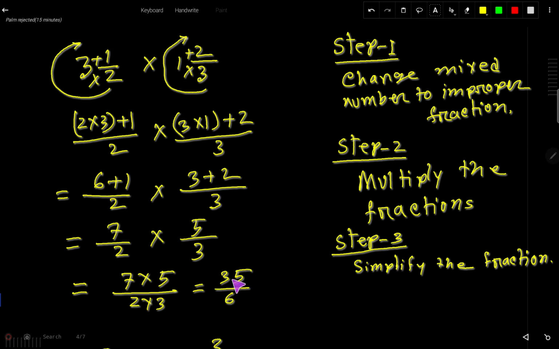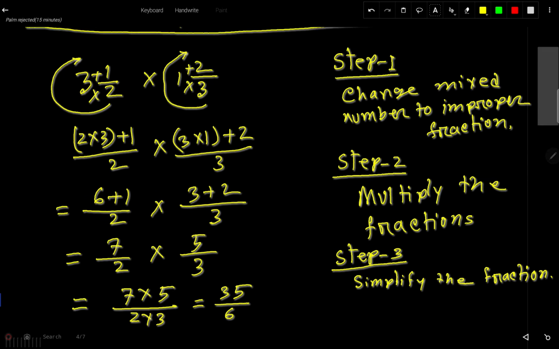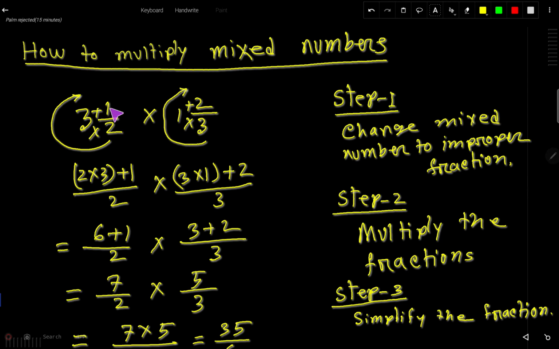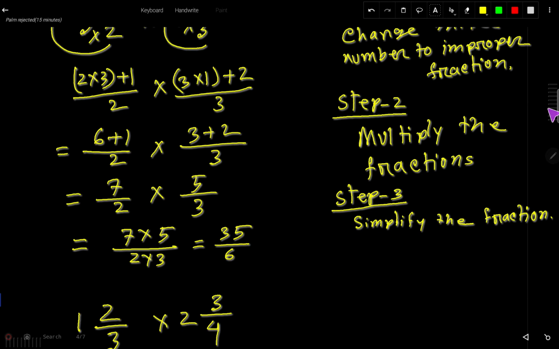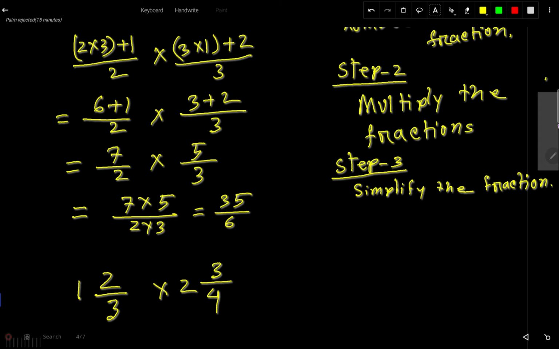So actually this is the answer, but we'll convert our answer to a mixed number. There is no common factor between these two numbers, so this is the simplified fraction. But we'll convert this fraction to a mixed number.